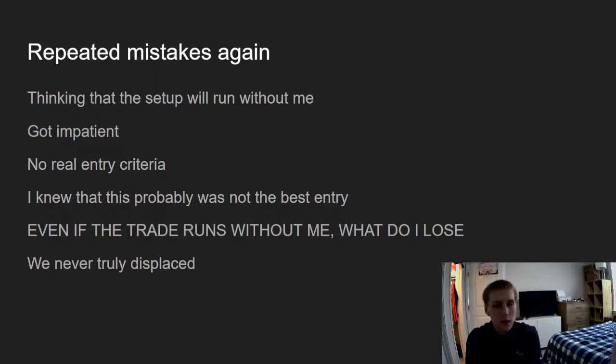I feel like I should only enter when it's right, and if I enter when it isn't, then that means I just don't have enough discipline. So even if the trade runs without me, what do I lose? What do I lose if that trade ends up hitting take profit? All I gain is more experience seeing it happen, and I feel like that's what I need to shift my mindset entirely behind.